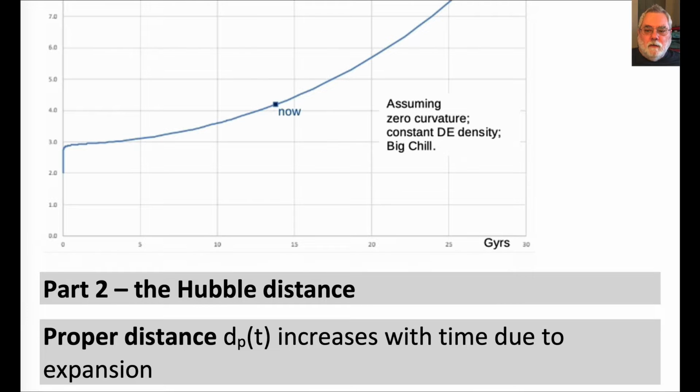Part 2, the Hubble distance. For every distance we consider at a time different than now, there are two different but related versions of that distance. We will use the proper distance, d sub p, the actual distance across space at the time of interest.